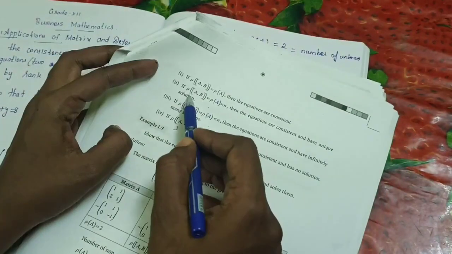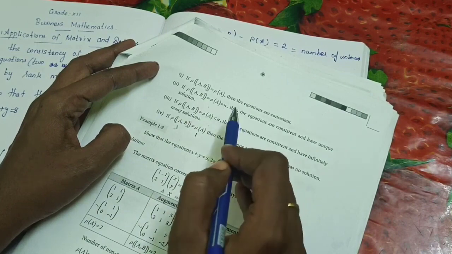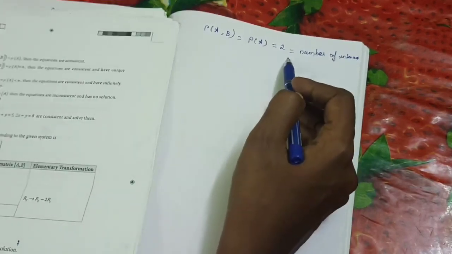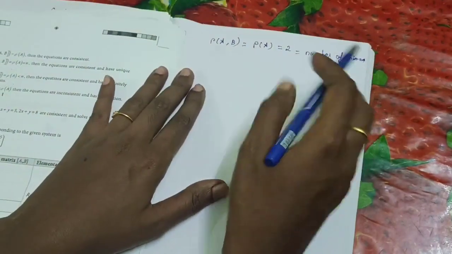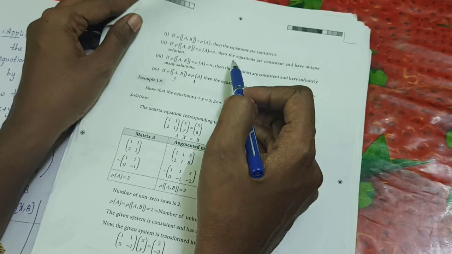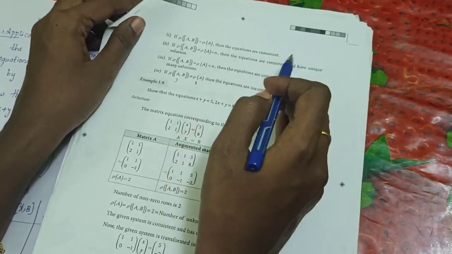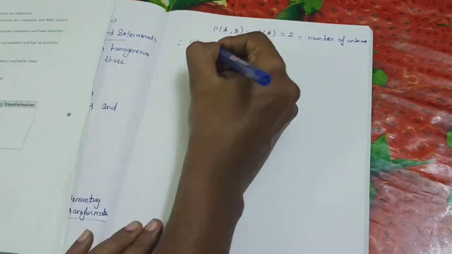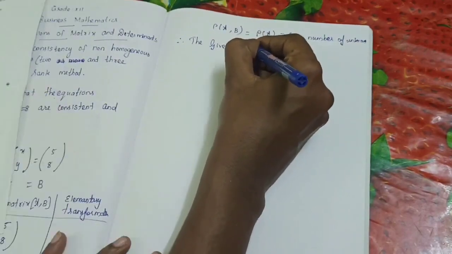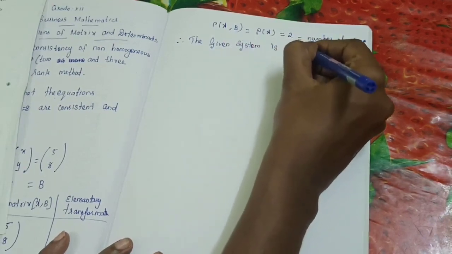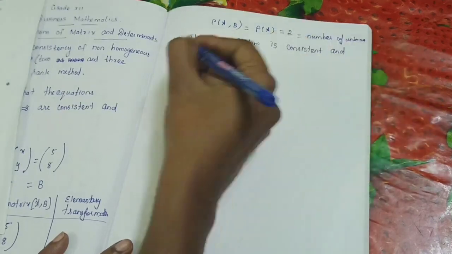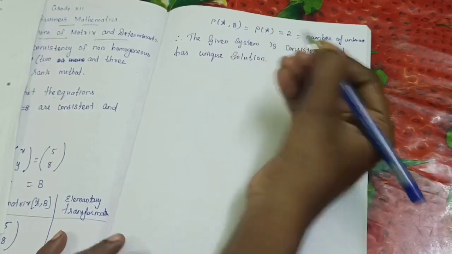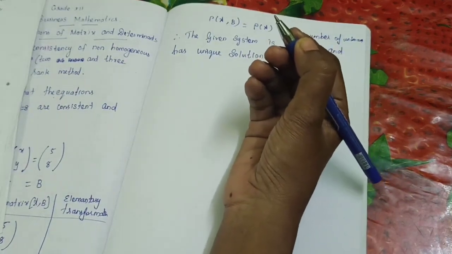Okay. I have explained here. The rank of A comma B is equal to the rank of A, equal to n. This is the condition. Both are equal to n, that is equal to 2, the same as the number of unknowns. Hence, what do we come to know? Then the equations are consistent and have a unique solution. You are going to write that. Therefore, the given system is consistent and has a unique solution. So you will get one value for X and one value for Y.